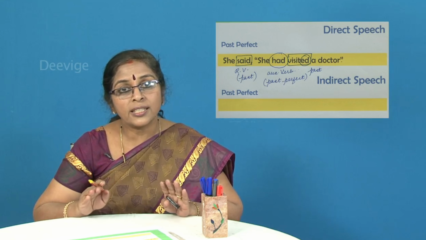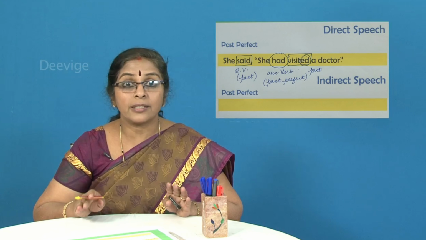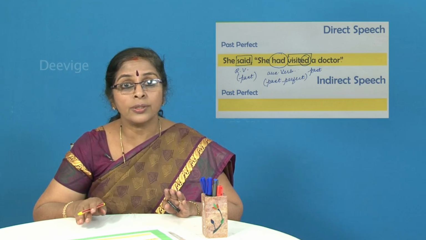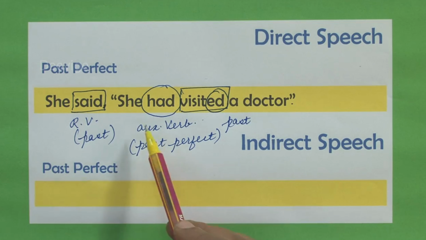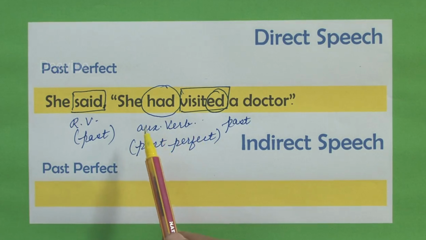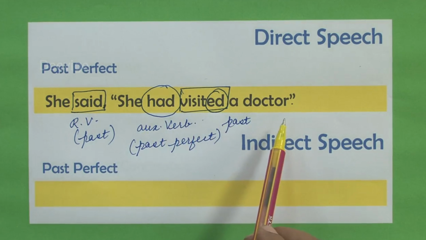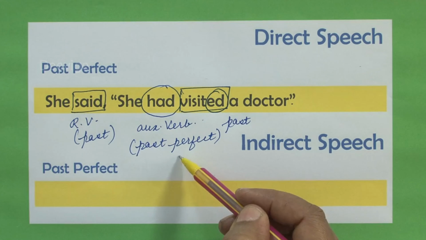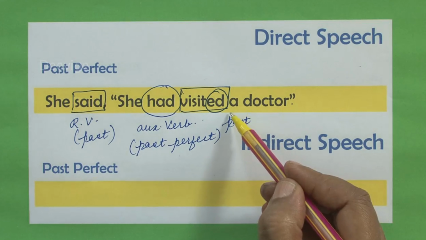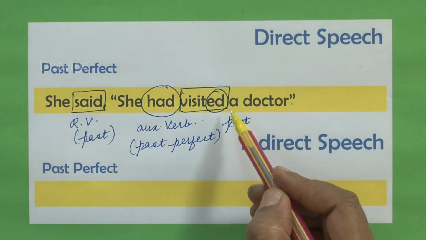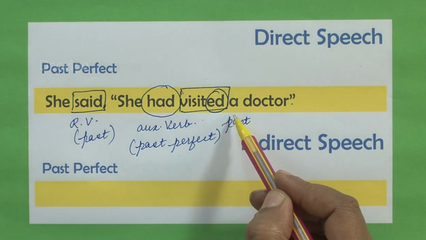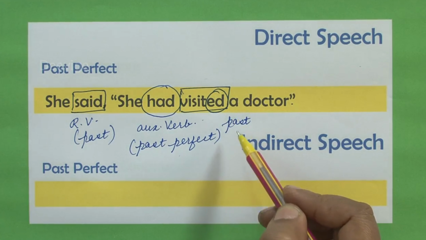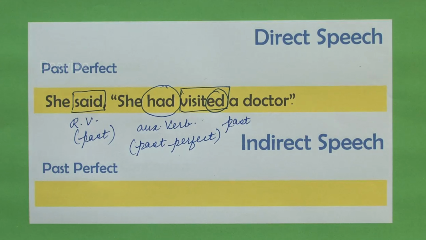You need to retain it in the past perfect itself. Did you all understand, students? What is the sentence given here? She had visited a doctor. Had is the auxiliary verb and had indicates past perfect. Visited is the main verb and this visited ends with the letters ed, indicating again that it is in the past tense. So, the whole sentence that is being given to us is in the past perfect.